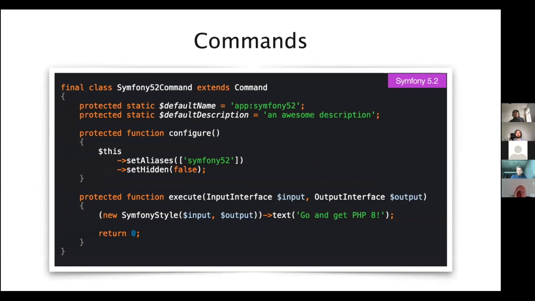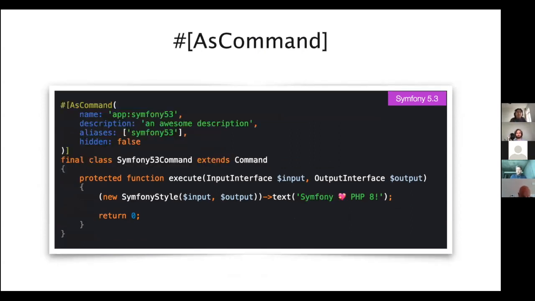This is a regular Symfony 5.2 command where you define the default name and the default description, and also set some aliases or configure if this command should be hidden or not. And in Symfony 5.3, this is also possible with an attribute. Right? The AsCommand attribute can be used to configure the same things you just saw. So this will lead to much shorter commands and looks nicer in my opinion.